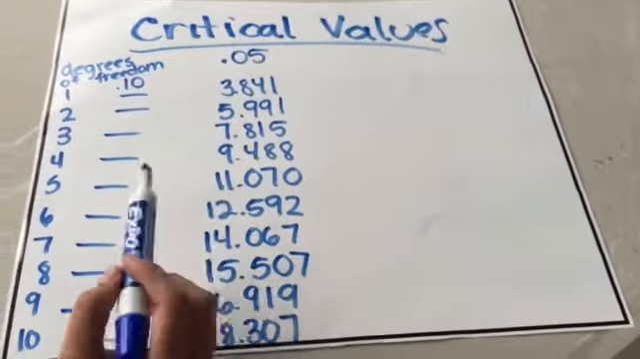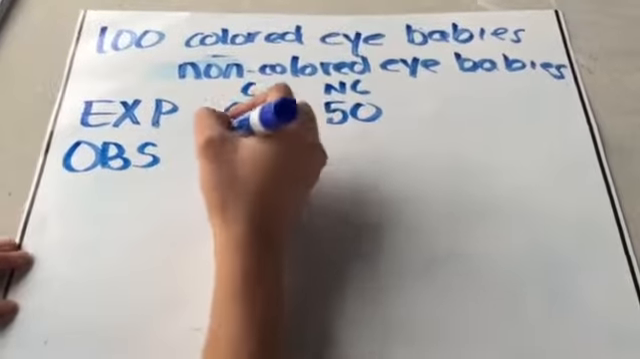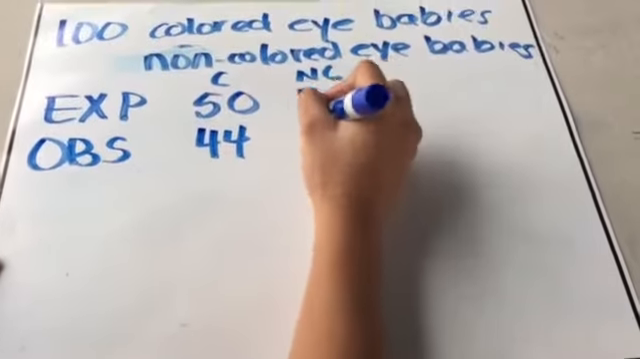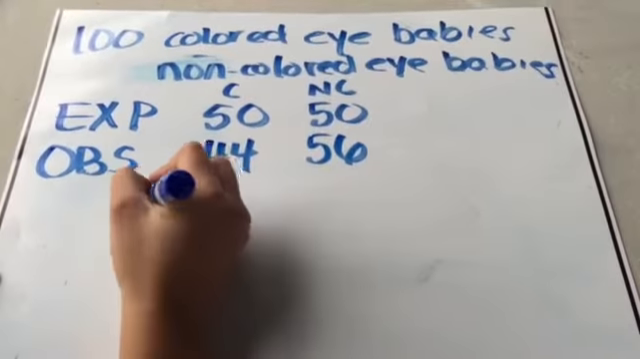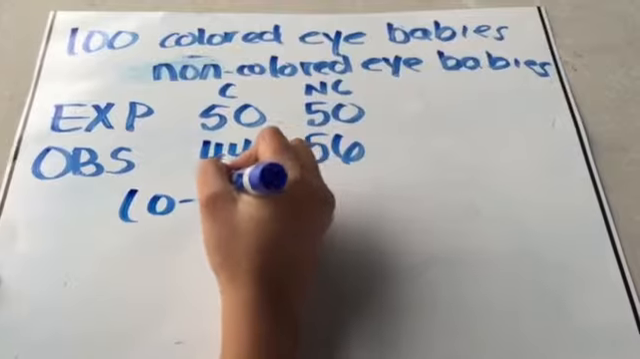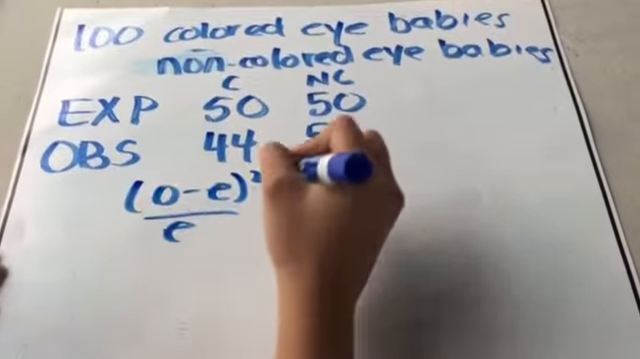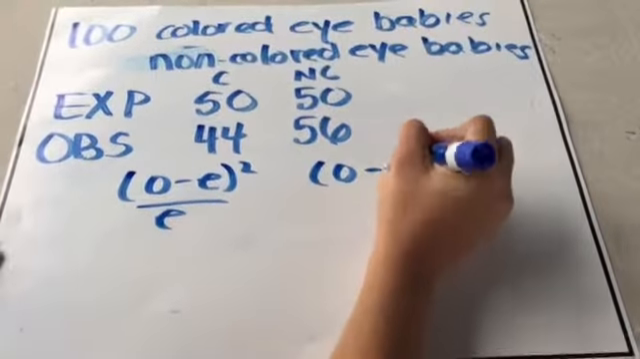Okay, so I will be using 100 colored-eyed babies and non-colored-eyed babies. So your expected value for the colored-eyed babies is 50, and for the non-colored-eyed babies is 50 as well. But the observed values are 44 and 56. So to solve this, you're going to have to use this equation for both sides.